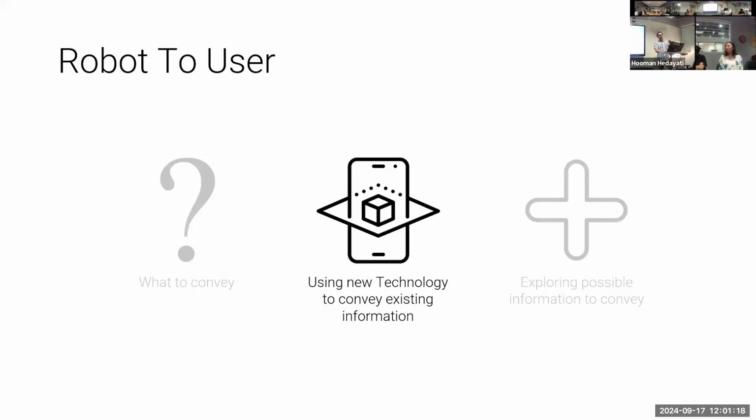For example, when a person is collocated with a robot, the person wants to know what the robot is doing, where it's going, and what is the next direction of the robot.